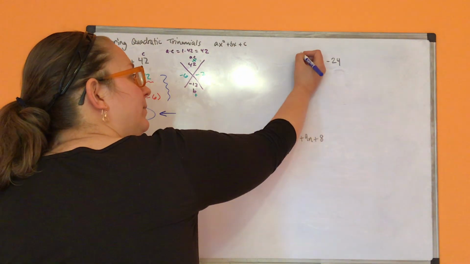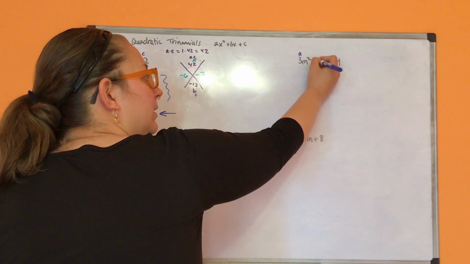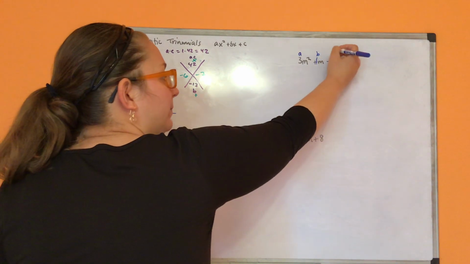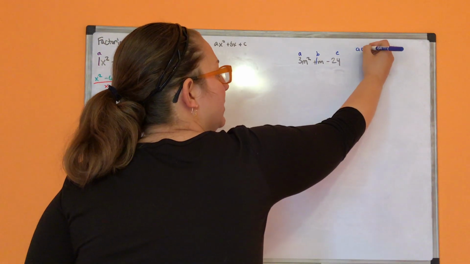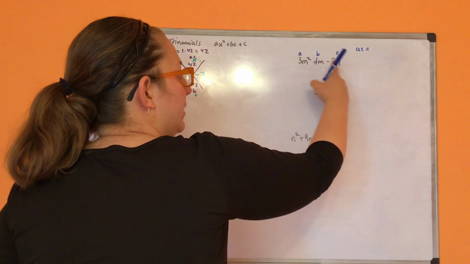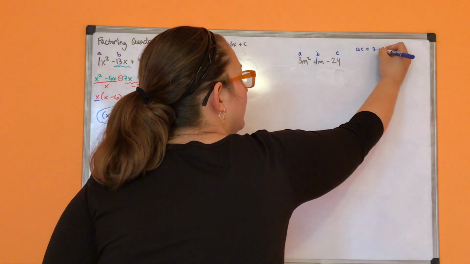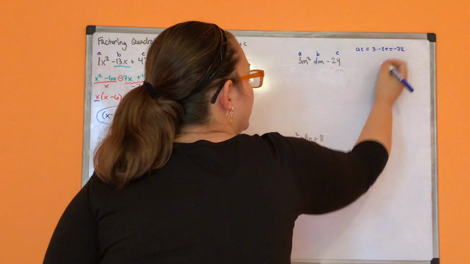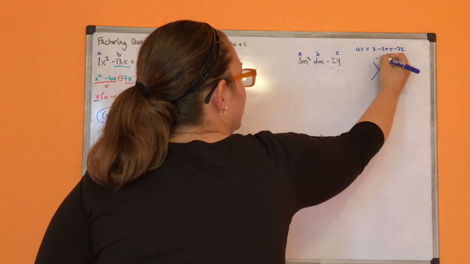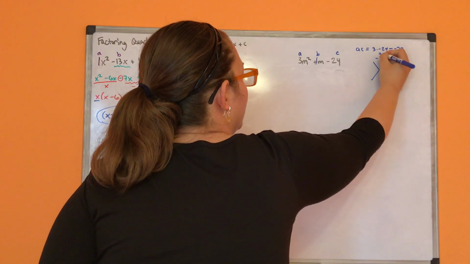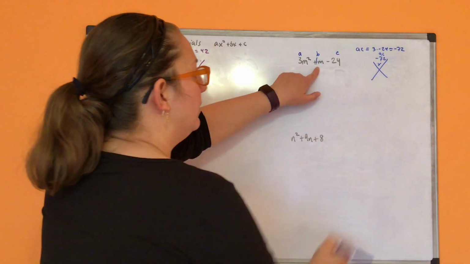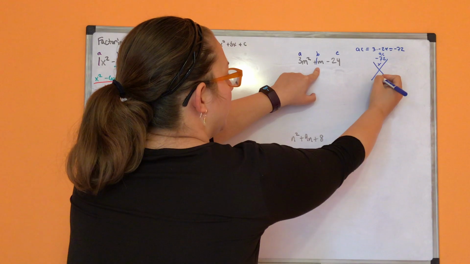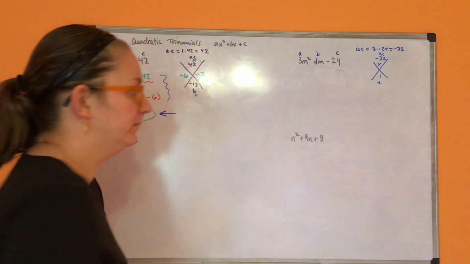So for this problem, A is 3, it's a hidden 1 in front for B, and C is negative 24. A times C is going to be 3 times negative 24, which is negative 72. So I'm looking for two numbers that multiply together to give me negative 72 and add together to give me my B number, which is 1.